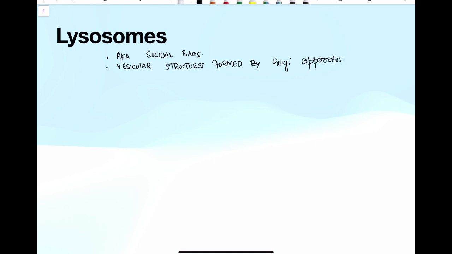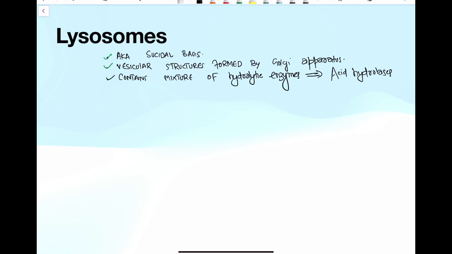So Golgi apparatus is the organelle responsible for formation of lysosomes. Now, what do these vesicular structures contain? They contain a mixture of hydrolytic enzymes. And what are those hydrolytic enzymes called? They are called acid hydrolases. You must always remember the pH of lysosome is around 5. So it has acidic pH and the enzymes are active at that pH. Okay, that's why they are called acid hydrolases.